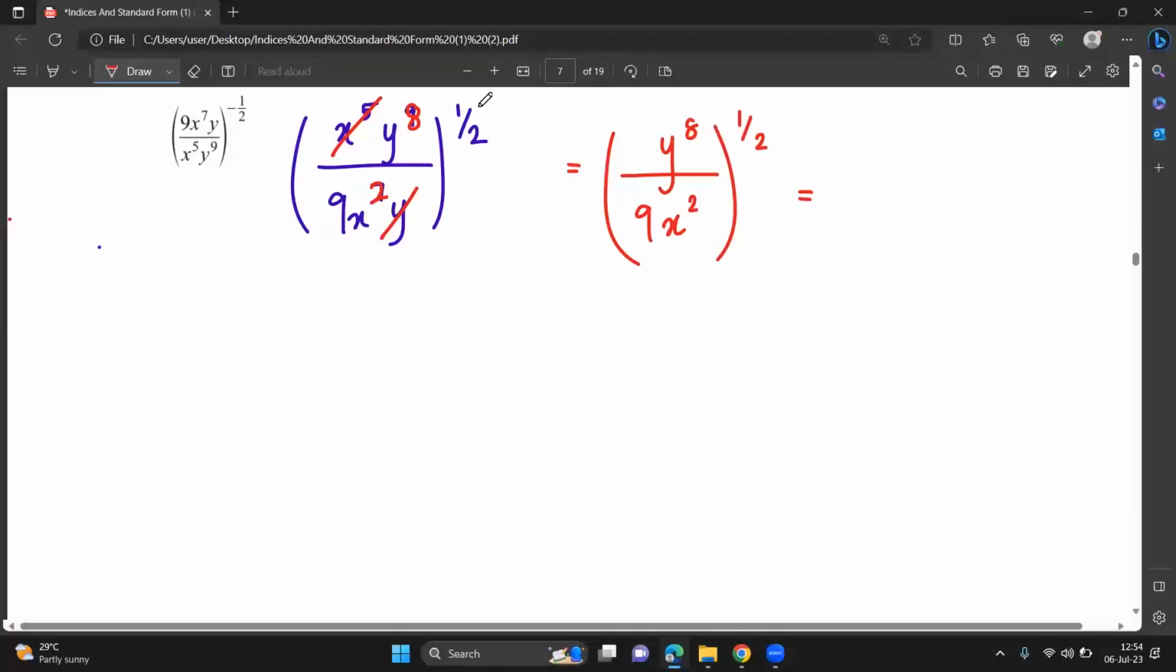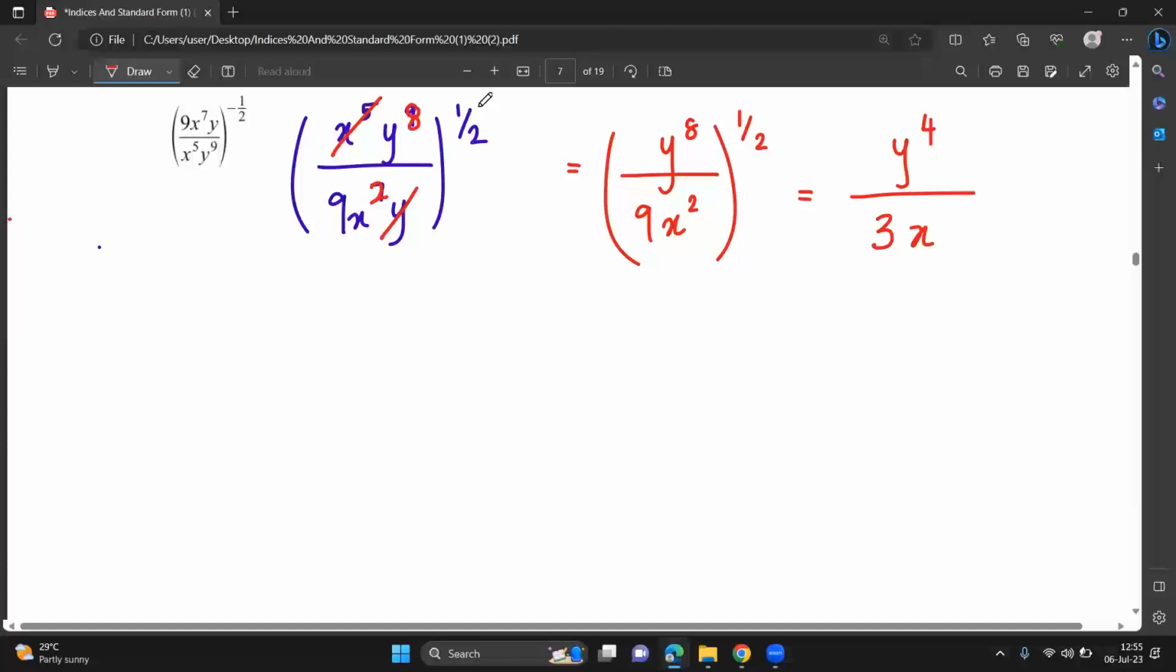Y to the power 8 into half is y to the power 4. 9 to the power half is 3. X squared to the power half is just x. Who got this right? Those of you who got it wrong, do you understand where you went wrong? Yes? Yes?